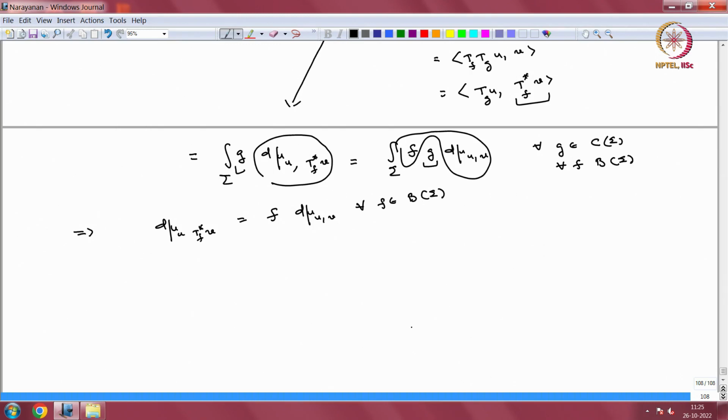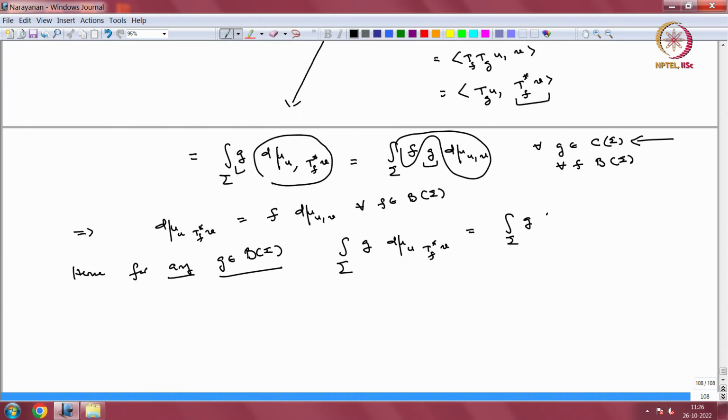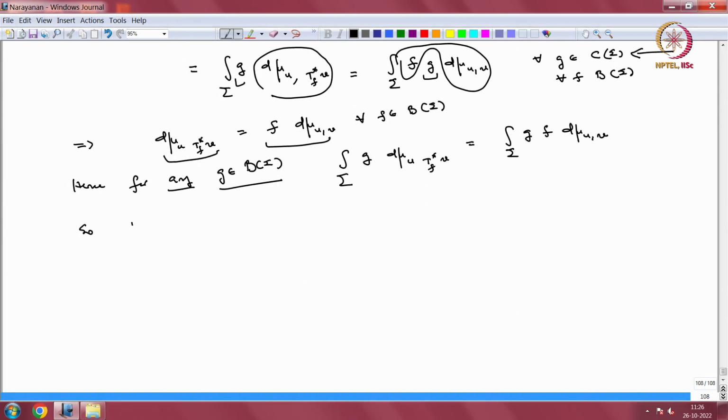Okay. Because these two measures are the same, now we can integrate against any bounded function. Hence, for any G bounded, right. So, earlier G was a continuous function, now I have gone to bounded functions. I have the integral over sigma of G d mu_{u, T_{f*} v} equal to the integral over sigma of G, well, the measure is f d mu_{u,v}, right. So, this and this were used. Okay. So, now we are almost done.